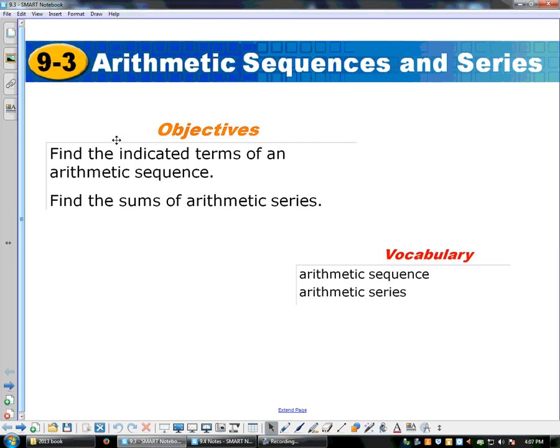We're looking at section 9.3, arithmetic sequences and series. The objectives in this section are to find the indicated terms of an arithmetic sequence and find the sums of arithmetic series. And the vocabulary: arithmetic sequence and arithmetic series.